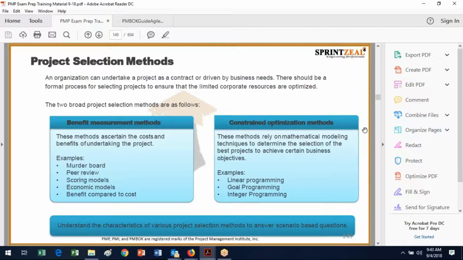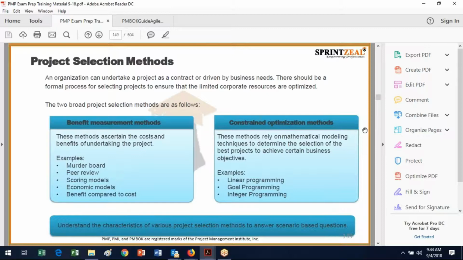You might use economic models or cost-benefit models, and potentially use all of these kinds of benefit measurement methods. And then you might also do constrained optimization techniques, and this is mathematical modeling, and again, this implies that you've got a whole bunch of data on which you can base the mathematical models. But again, linear programming, goal programming, or integer programming. Not that you need to know any of those items in depth, just that those are constrained optimization methods.